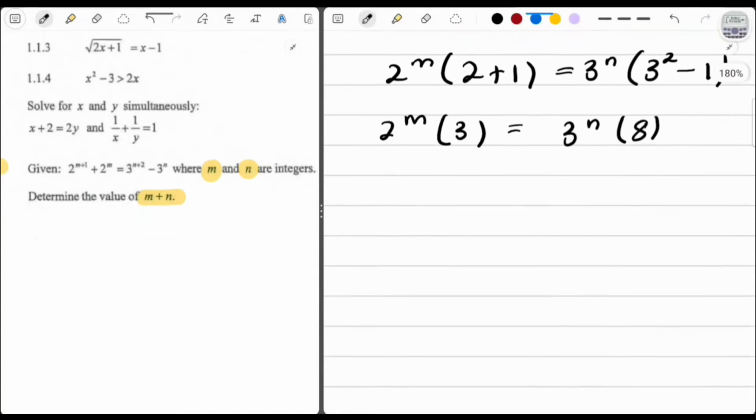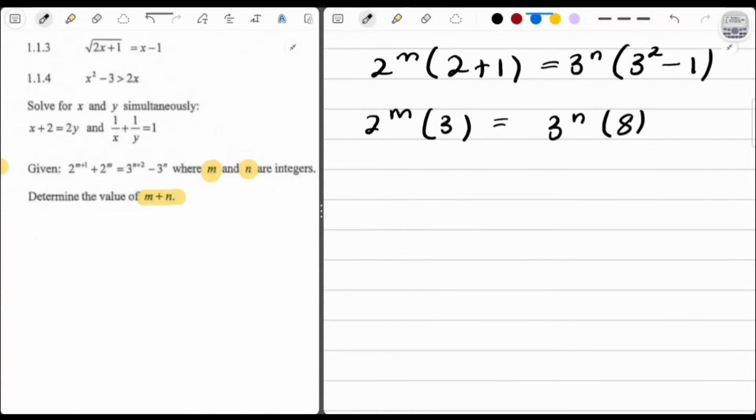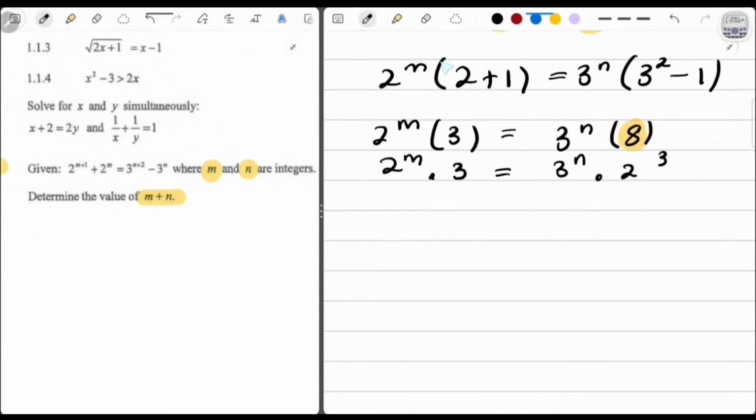Okay, so what I'm seeing here is a repetition of 3s and 2s as bases, which is great. So I can see a base of 2, a base of 3, but 8 is not a base of 2, but we can write it as a base of 2. 8 can be written as 2 to the power of 3. So if you rewrite this, this is what we have, right? We have 3 to the power of n times 2 to the power of 3. And in here, we have 2 to the power of m multiplied by 3. And that's also being multiplied. Okay, so you see that the same operation is being used.